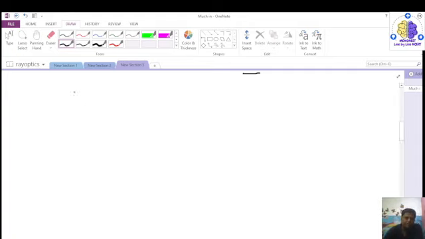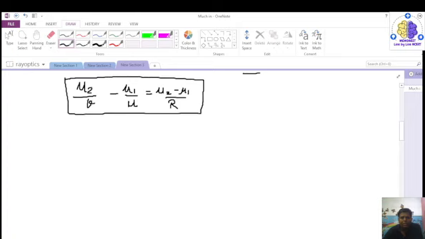So the formula is mu2 upon v minus mu1 upon u is equal to mu2 minus mu1 upon R, right? This is the formula. What you have to remember is that this formula is valid for both convex surfaces and concave surfaces. Second thing is, mu1 is always the refractive index of the medium containing the incident ray, whether it is a denser medium or a rarer medium, no issues. Put the refractive index value over there. And mu2 is always the refractive index of the medium containing the refracted ray, right?